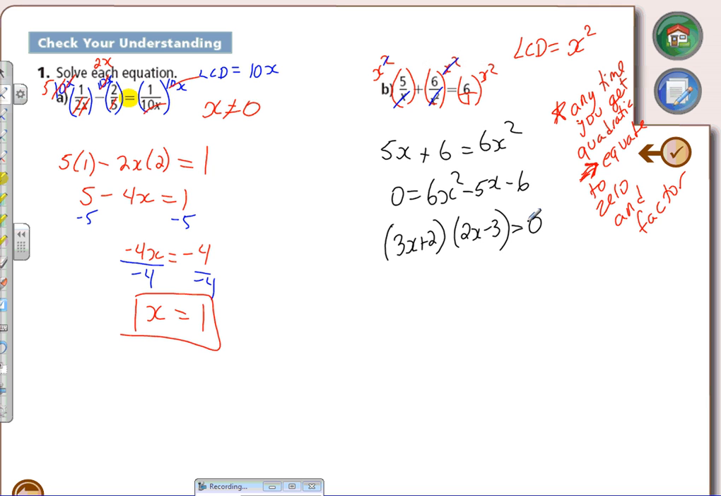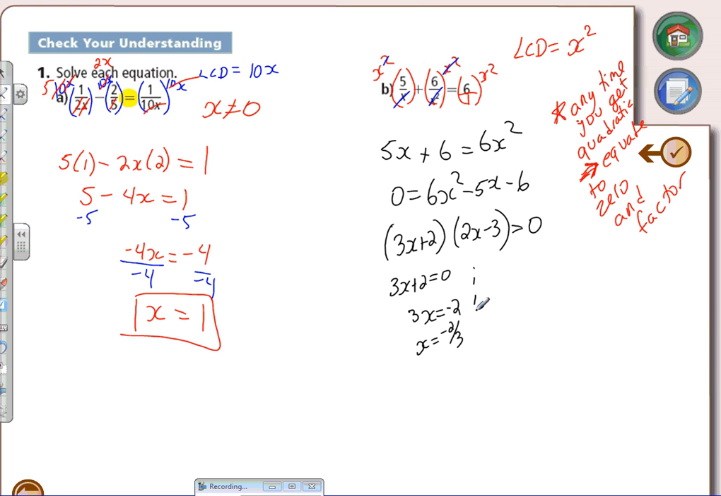Please practice factoring yourself. Make sure you get this. Pause, make sure you get this, and then keep going. If you don't, find out where you're going wrong. And then we solve. So 3x plus 2 equals 0. 3x equals negative 2. X is equal to negative 2/3.